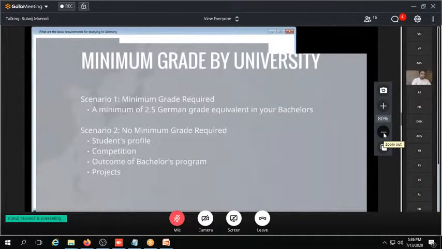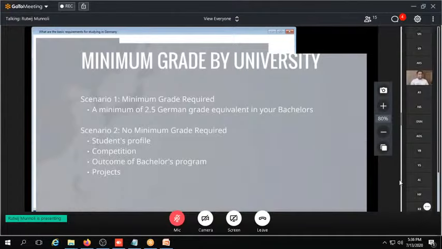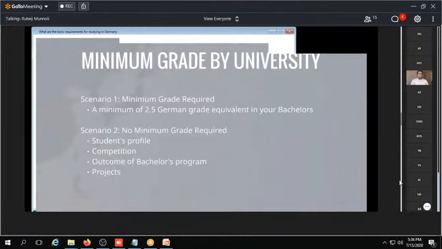Okay. So then the second point is many German universities do not have any minimum grade criteria. Admission to such universities is mainly dependent on factors such as the student's profile, competition, the similarity of your bachelor's program to what is taught in the university, and most important, your projects. Now, I had got several awards for my project and for my research paper in bachelor's at national level, which gives a good impression of my profile on the selection committee over here.